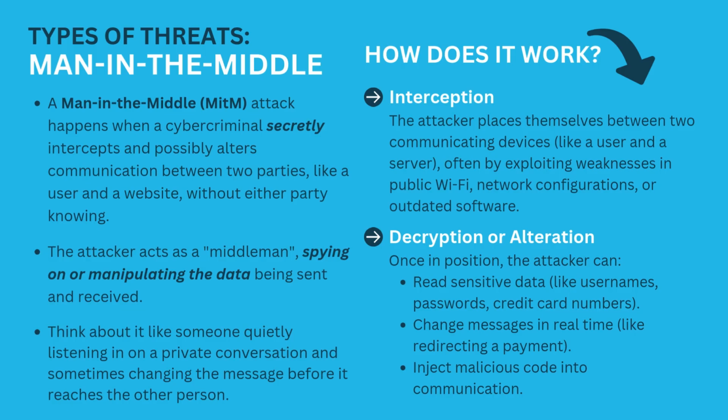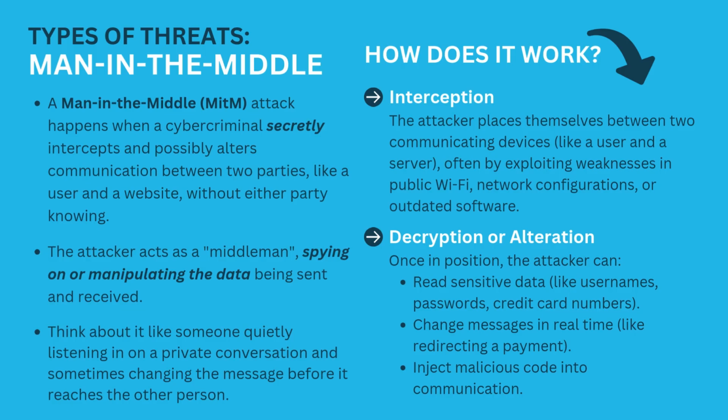A man-in-the-middle attack is exactly what it sounds like. An attacker places themselves between two parties who think they're communicating securely. For example, when you're on public Wi-Fi, you might be sending information to a website, but if the attacker intercepts that traffic, they can read or even change it without you knowing. These attacks are sneaky and effective because they take advantage of insecure networks, outdated software, or poor configurations.